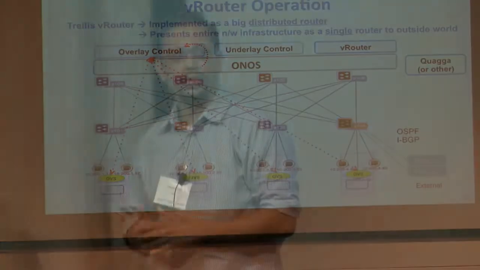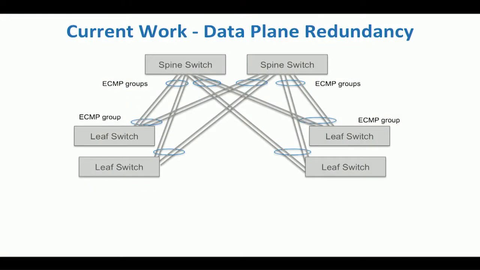So it's a big distributed router, and that presents to the upstream network as one big giant router. And many people have told us, including operators, that this is a best-of-breed solution that a lot of people don't offer, or no one offers, actually, in the industry today. So having given that quick summary, I do want to talk very briefly about what we are working on right now, and that is data plane redundancy.